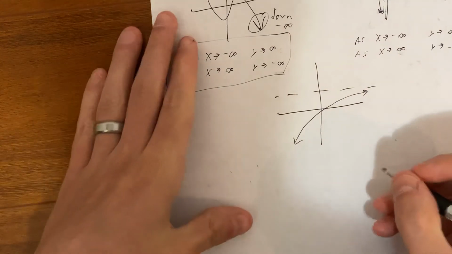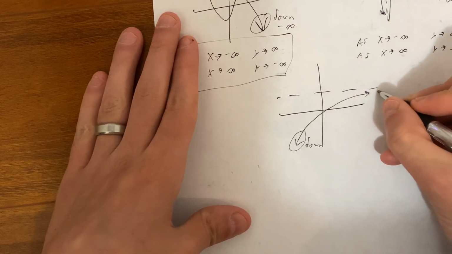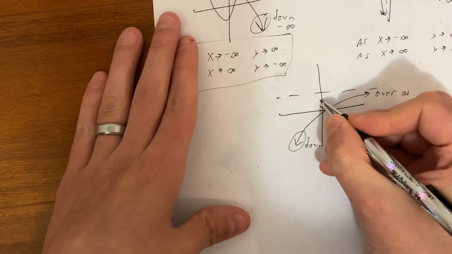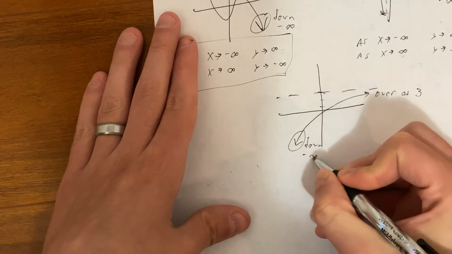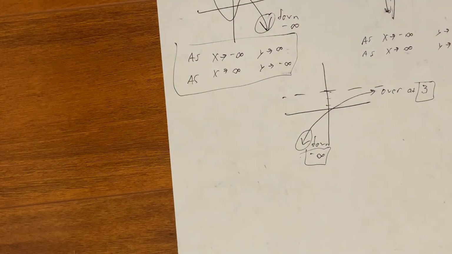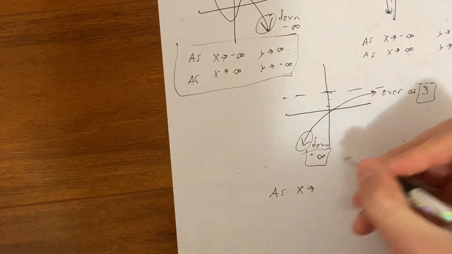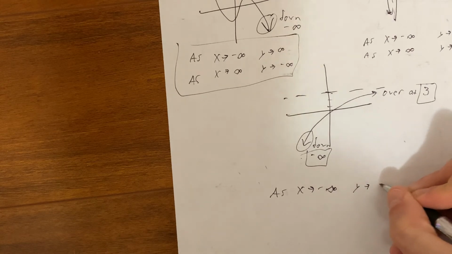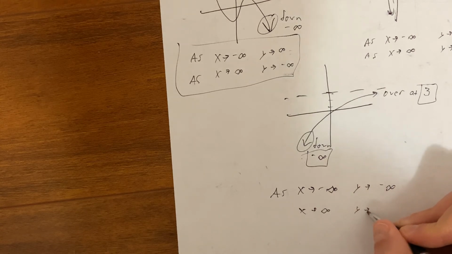And finally, this one. This is going down, but this one is not going up or down, it's going over, so it's going to have to be a number. So over at, let's pretend it's 3. Over at 3. So down is going to be negative infinity, and over at 3. So those will be the things we use. So as x approaches negative infinity, y approaches negative infinity, and as x approaches infinity, y approaches 3.